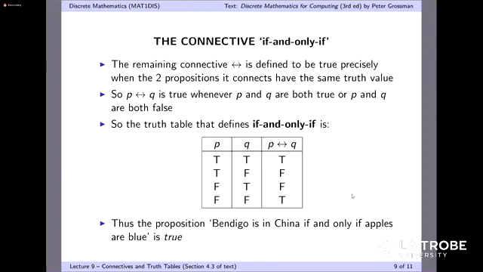Bendigo is in China if and only if apples are blue is a true statement, right? Because both propositions are false. Yeah, it falls in this category.